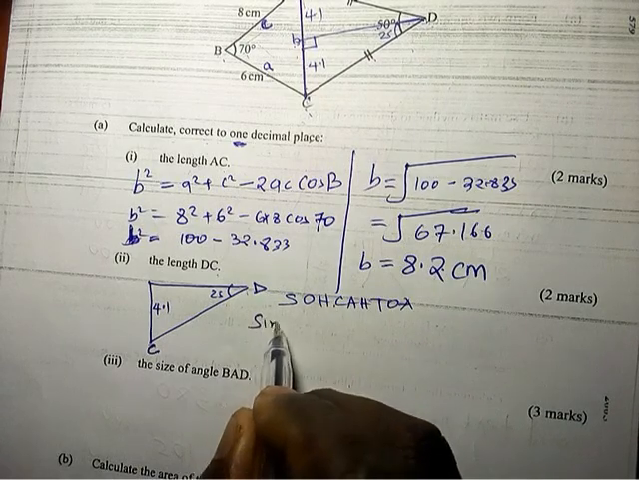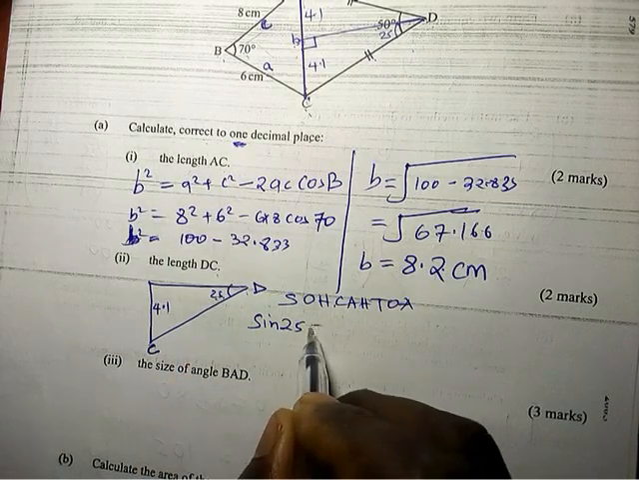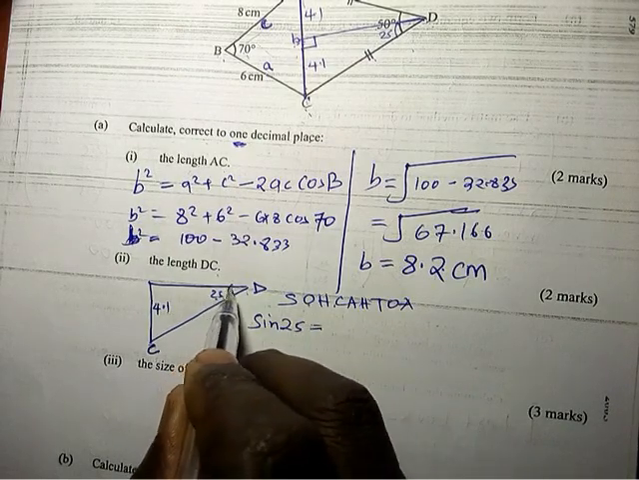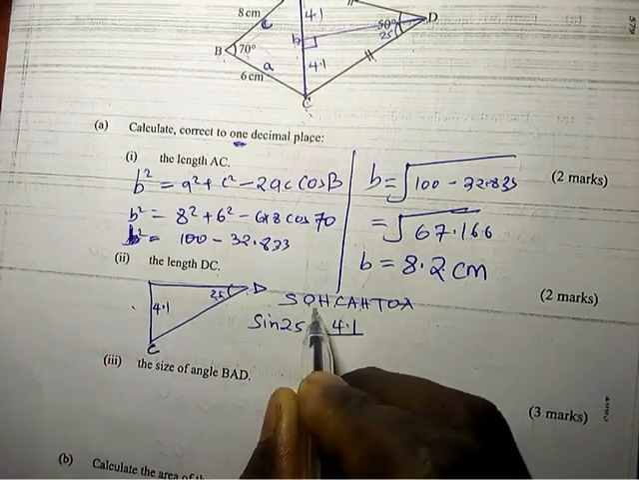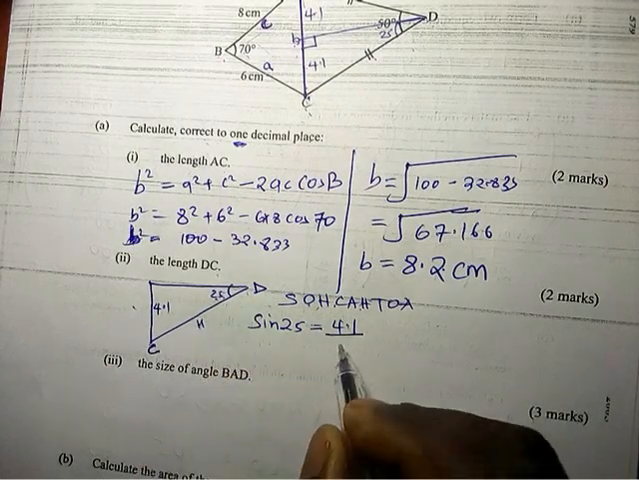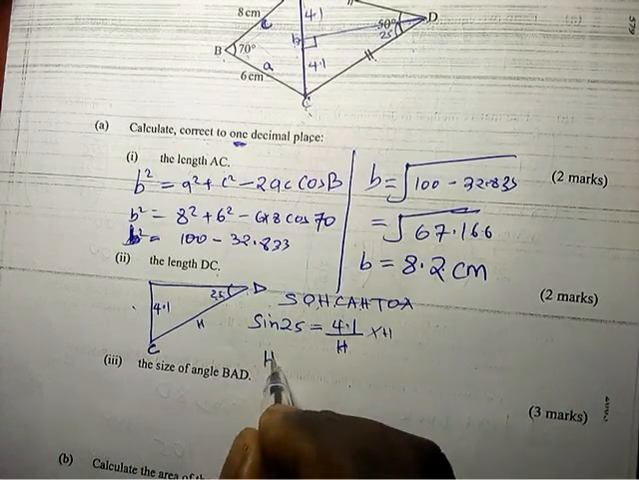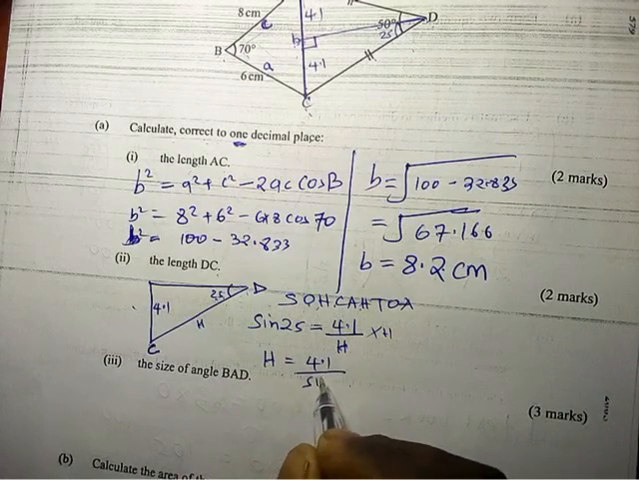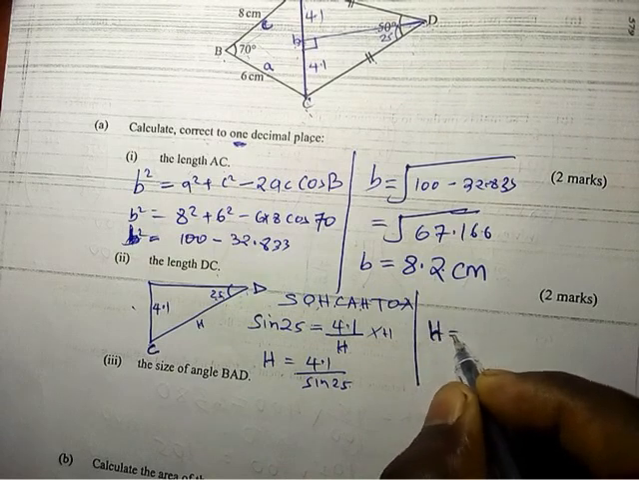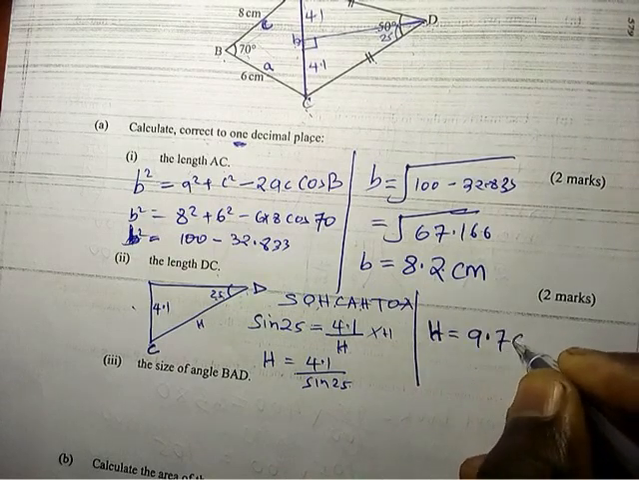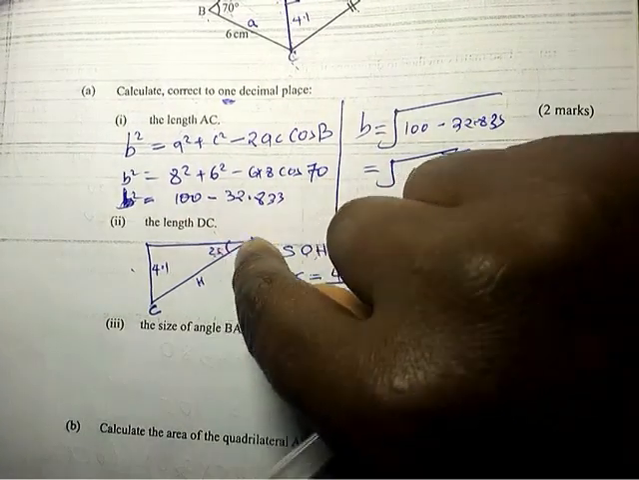We are going to use the sine. So sine theta, which is sine 25, is equal to opposite. Remember we are here. So the opposite is 4.1 over hypotenuse, which is this h here. So h equals 4.1 divided by sine 25. So h is equal to 9.7 centimeters. So you use Pythagoras. So we stand at 25 here.